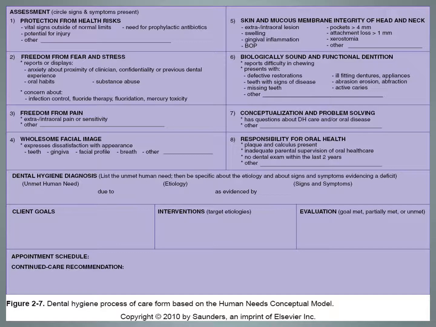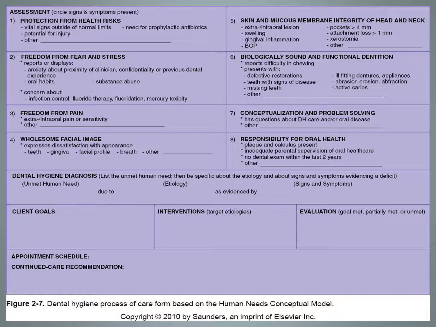So when we get going on our dental hygiene diagnosis, you can see that we have the unmet human need, and it's due to or related to the etiology, what caused it, as evidenced by, and so your signs and your symptoms would be there.